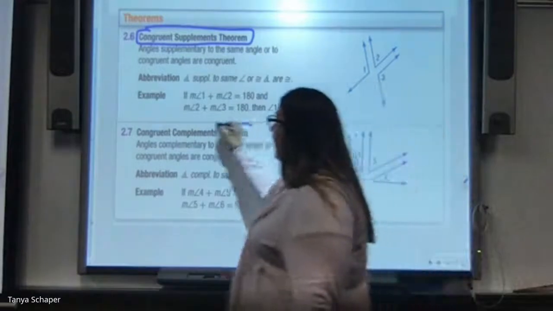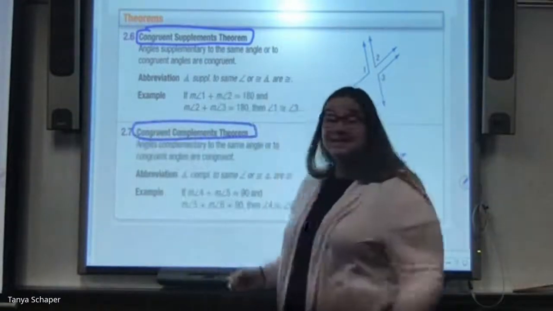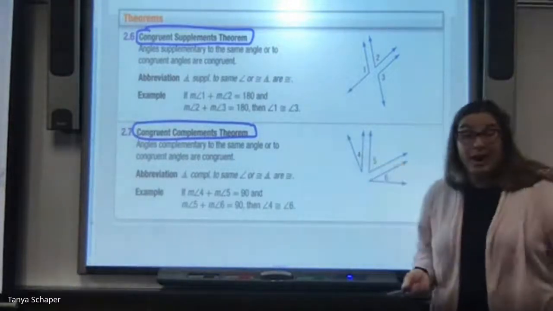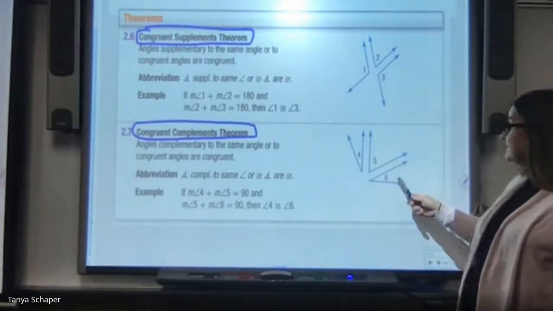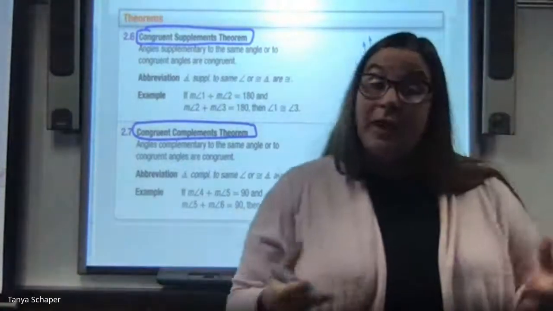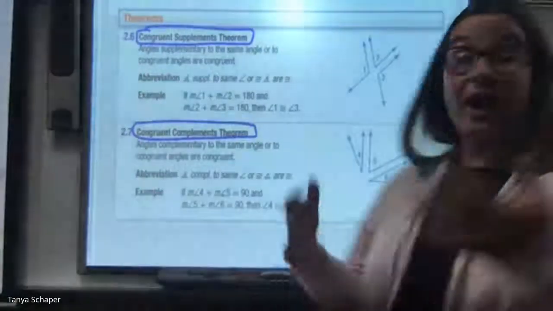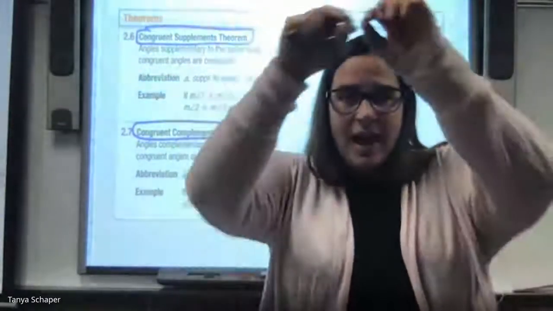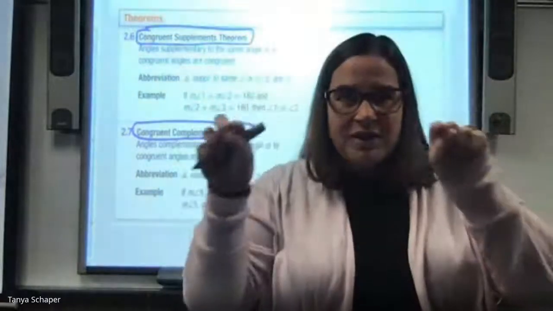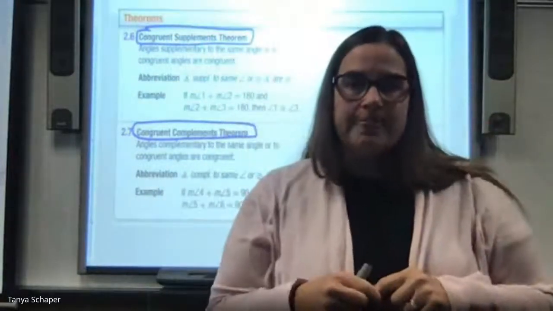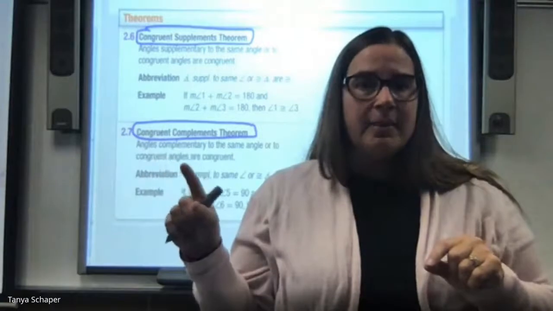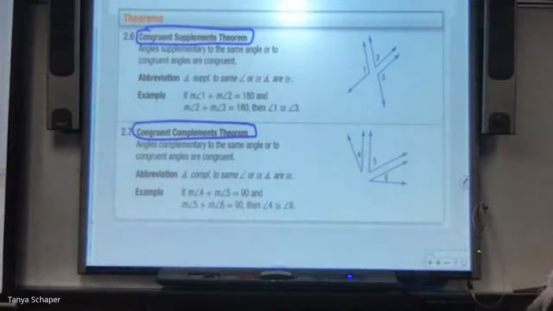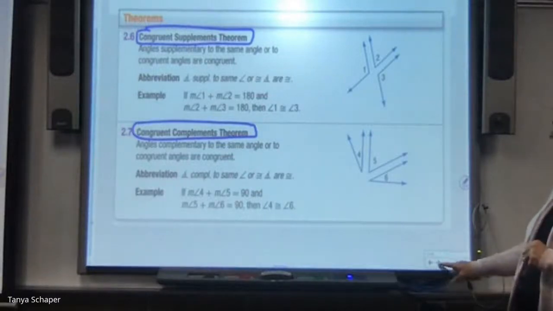The congruent complements works the same way. If we can say that angles four and five are complementary, and we can say that six and five are complementary, then we can say that four and six are going to be congruent. If you have two angles complementary to the same third, these two angles are going to be congruent. And that's called the congruent complements theorem. Okay? Take some time, write it down, vocab heavy, I know.